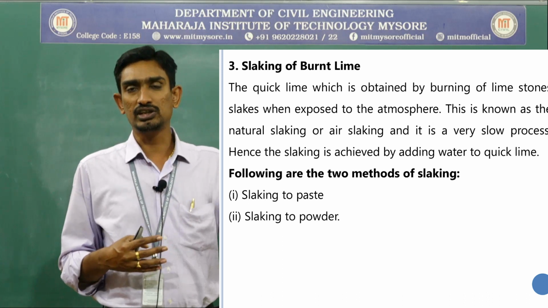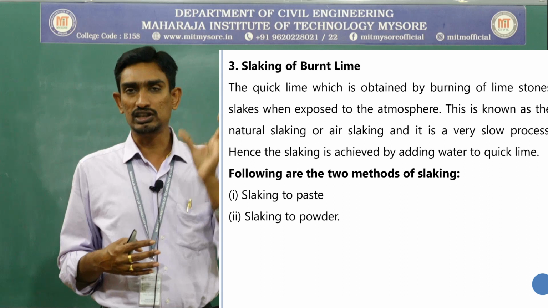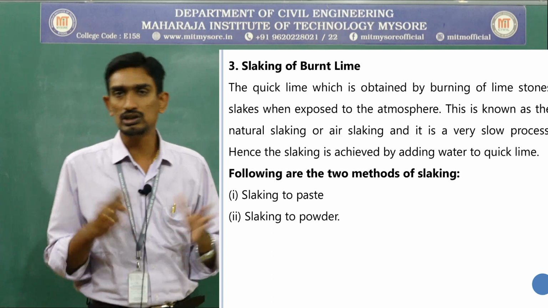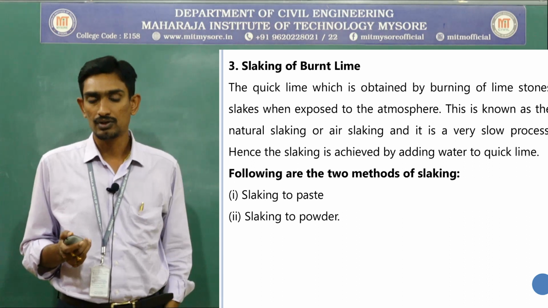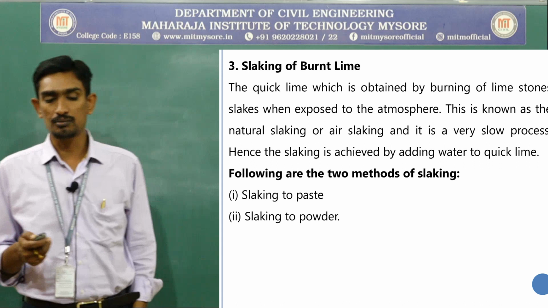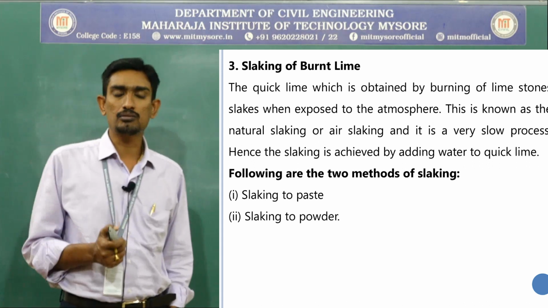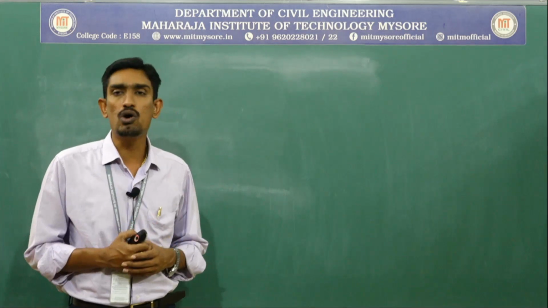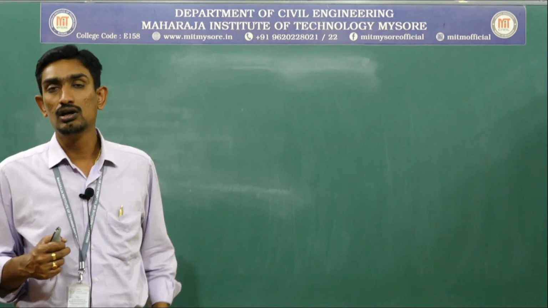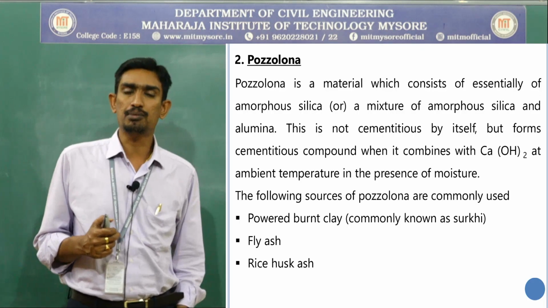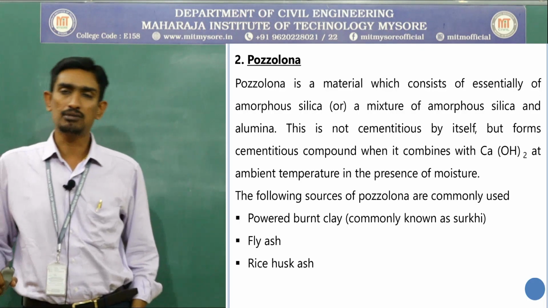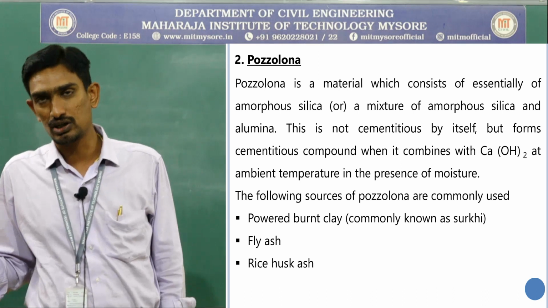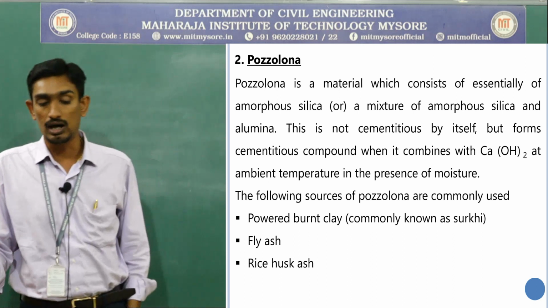So this is the manufacturing process of lime. That means CaCO3, then CaO, then Ca(OH)2. Is it clear? So after knowing about the manufacturing process of lime, now let me move on to the next material, that is pozzolana, because lime pozzolana is a mixture of lime and pozzolana. We came to know how exactly the lime is manufactured. Now we will move on to the pozzolana.